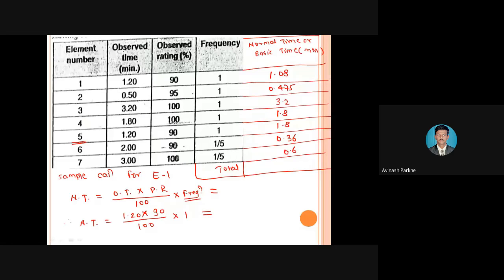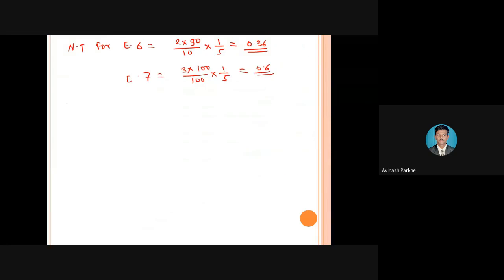Here 1.08 is there, for the element number 5, this is 1.08. 8.595. Correct. So this is the total normal time, 8.595. Then we have to calculate the standard time.